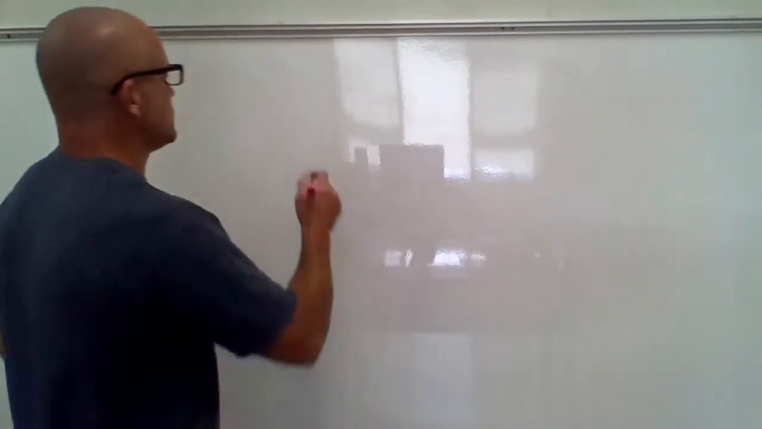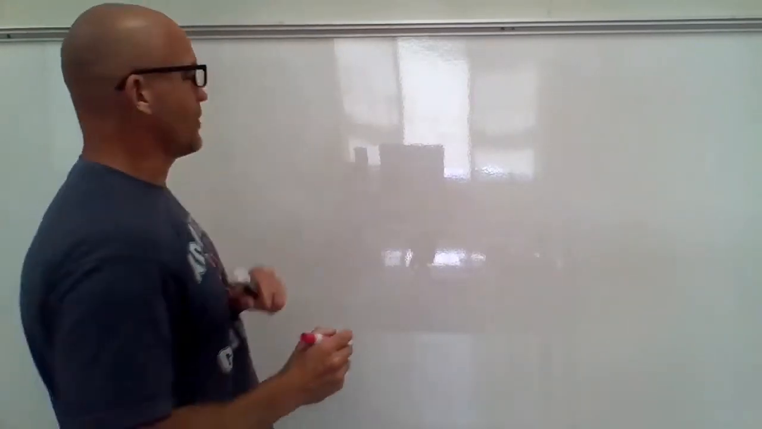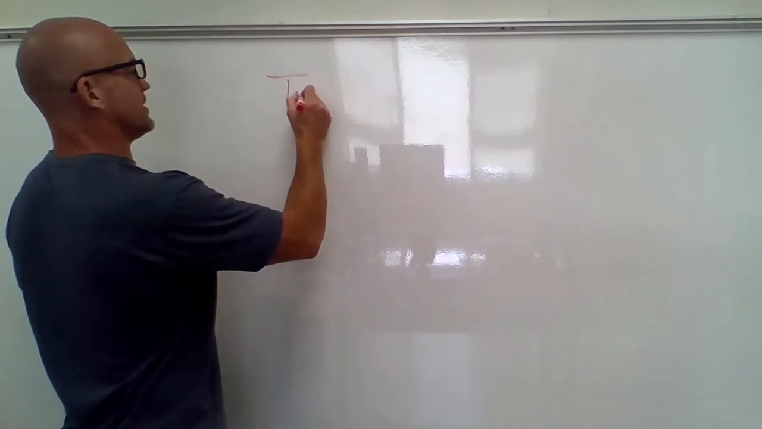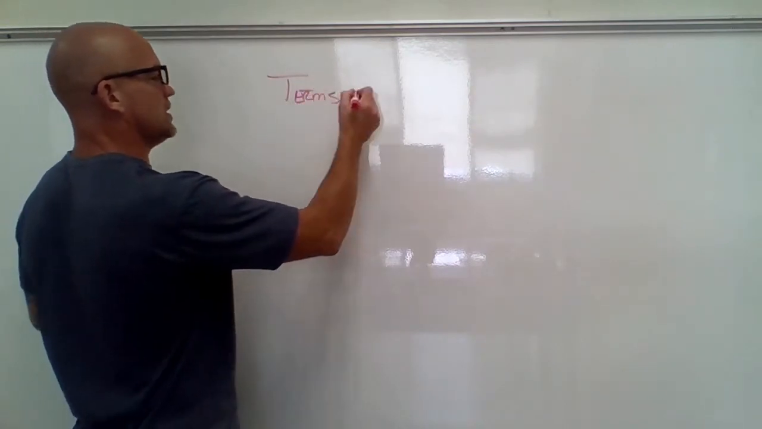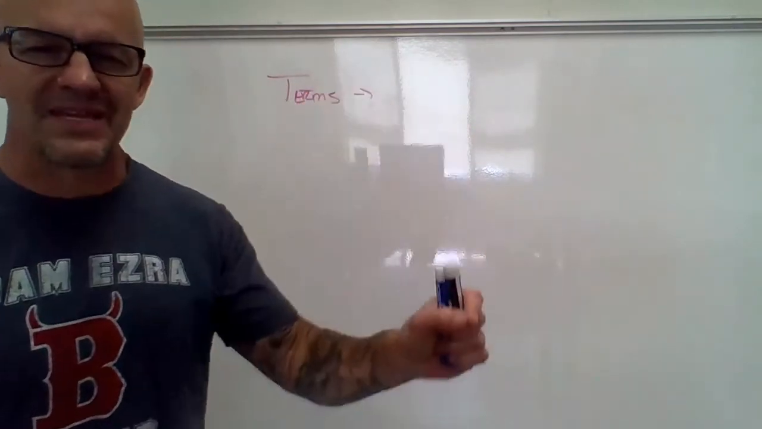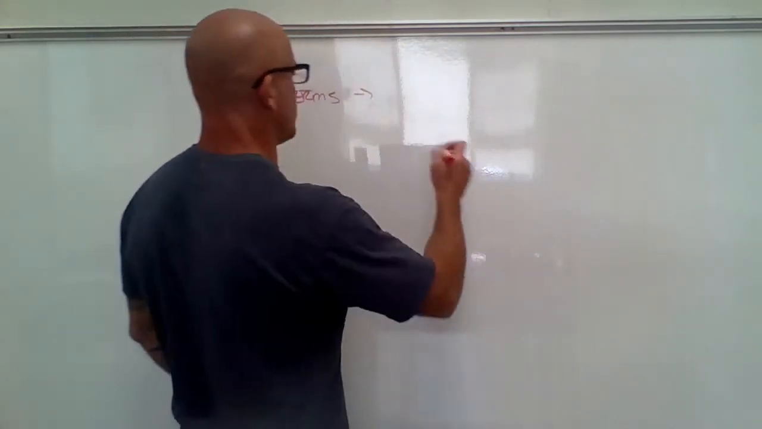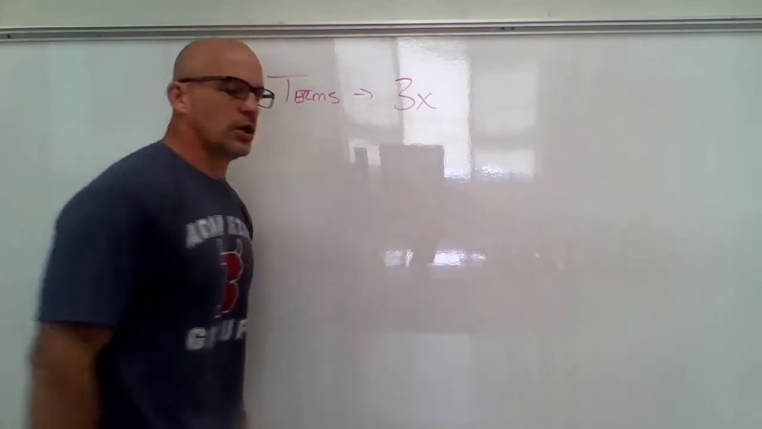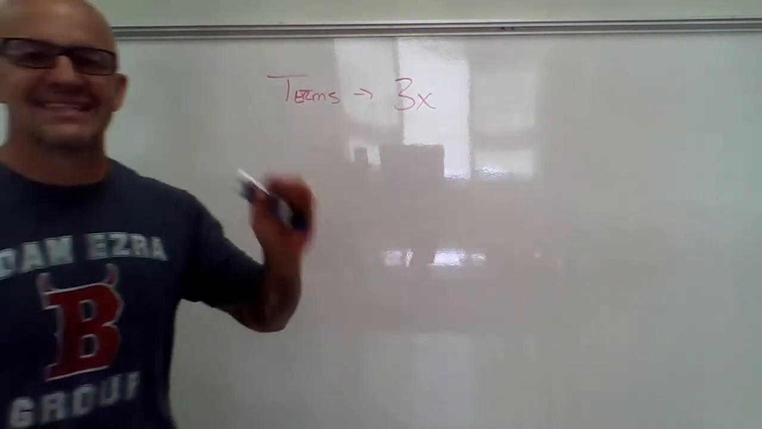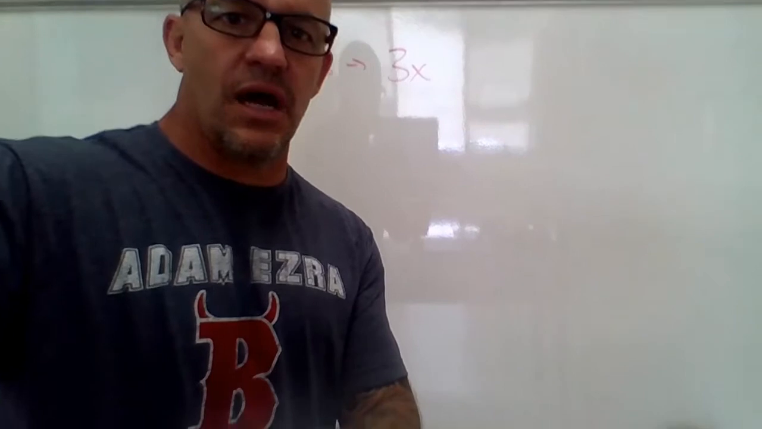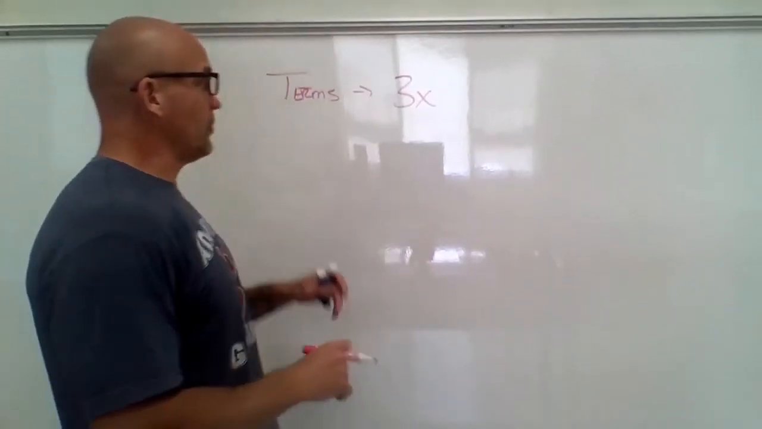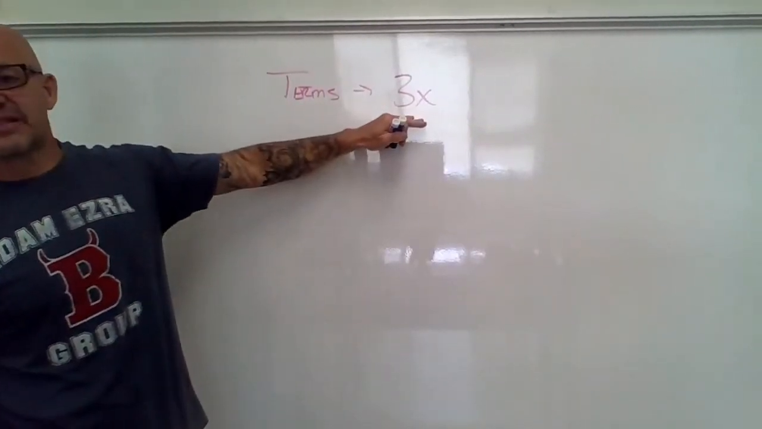Let's talk. So first thing we're going to do is talk about terms. Anytime you're talking about terms of a polynomial, terms are simply the parts, the pieces, all the different things. Terms all have a degree. For instance, 3x, that means 3 times x, that is a term. I hope that glare is not too much for you. So 3x is a term.